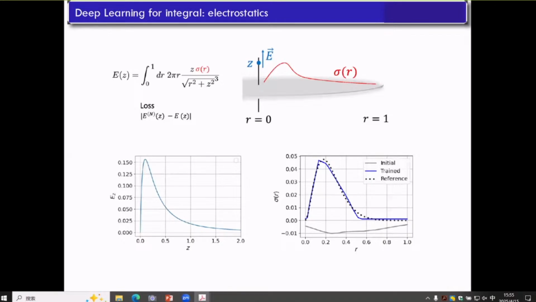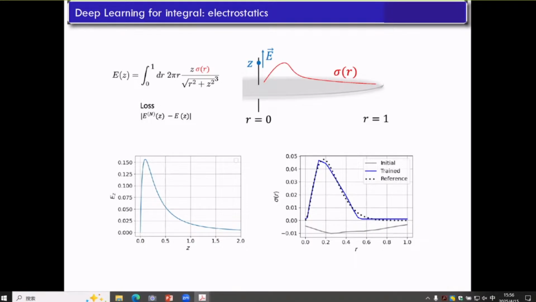Another interesting problem is this integral problem. So this is a disk. And imagine there is a charge distribution on the disk. There is a radial symmetry. So that's why this charge distribution is only a function of r. And you can measure experimentally the electric field strength on this z axis. Okay. Then in the general physics textbook, you can find this formula. So if sigma(r) is given, by this integration, you will get the electric field on this z axis.